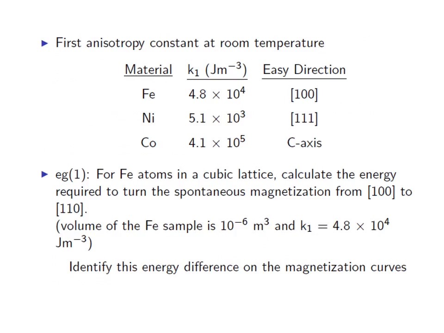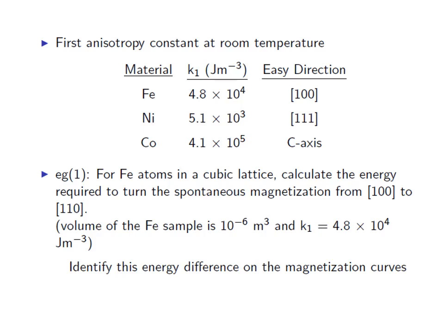Here you can see the values of K1 for some materials like iron, nickel and cobalt. Then an example is given here. In this example, you have to calculate the energy required to turn the spontaneous magnetization from 100 direction to 110 direction.